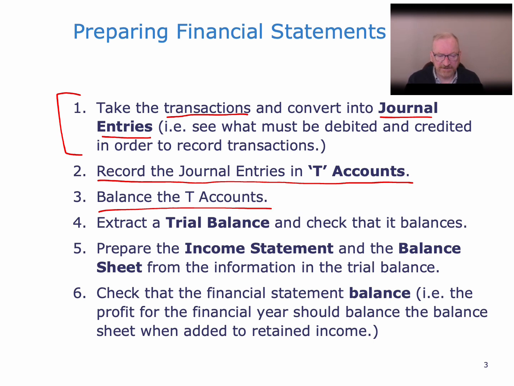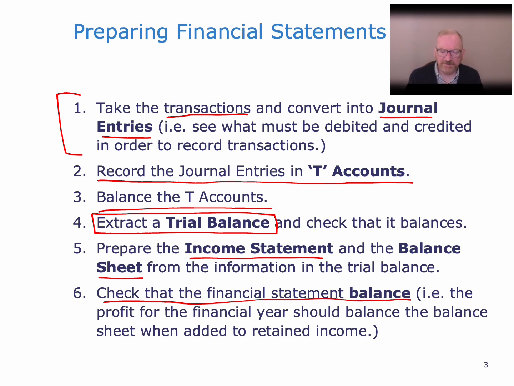And then from the trial balance, so essentially from the information in the trial balance, we prepare the income statement and the balance sheet, or the statement of financial position if you prefer it, from the information in the trial balance. And then we check that the financial statements balance. What does that mean? Well, it means that the profit for the financial year should balance the balance sheet when added to retained earnings. So let's go through these steps for a very simple situation.